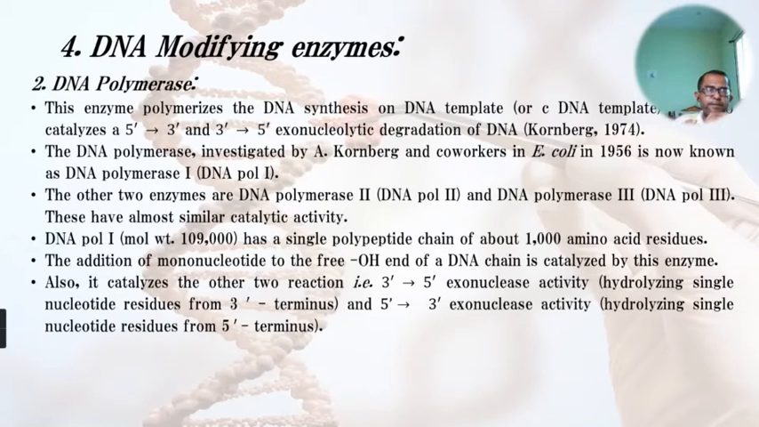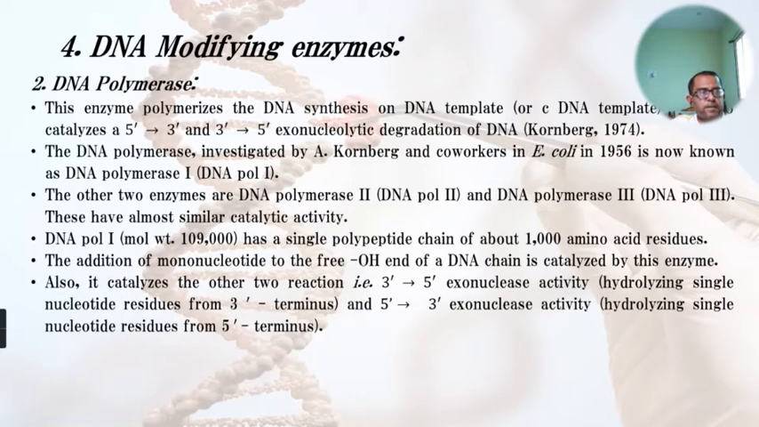Then another enzyme is the DNA polymerase enzyme. Now you know that DNA polymerase enzymes are of three types: first, second, and third. As we have seen in the DNA replication process, these enzymes perform their functions in different manners. But here, this DNA polymerase enzyme also performs its function in a different manner. Now these DNA polymerase enzymes polymerize the DNA synthesis on the DNA template.